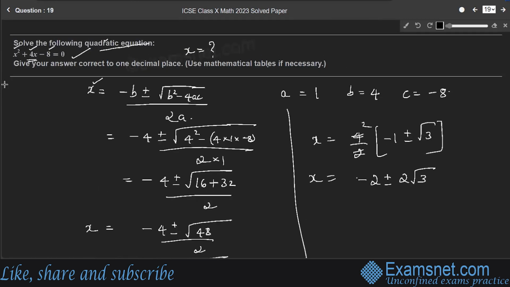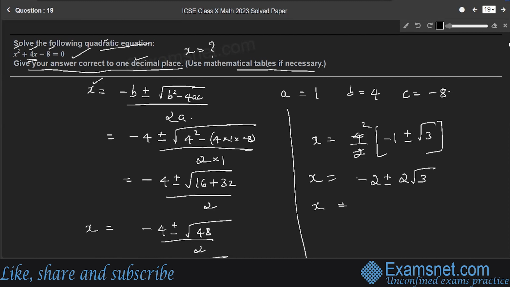Here the question is, give your answer correct to 1 decimal place. Use mathematical tables if necessary is given. So up to 1 decimal place, we need to find the value of x. Therefore, let us consider root of 3. Root of 3 is 1.73, right?